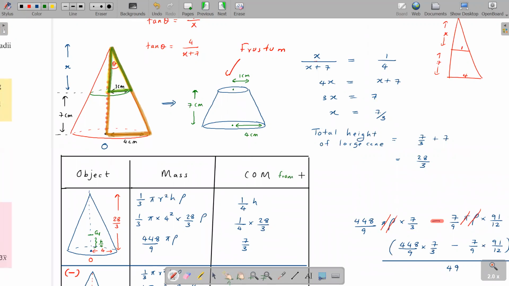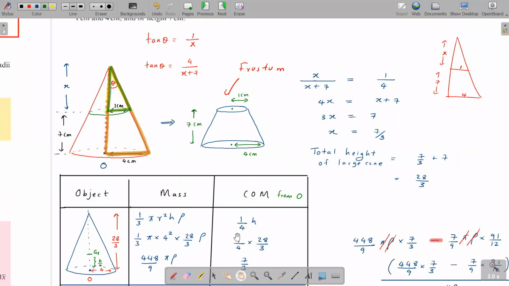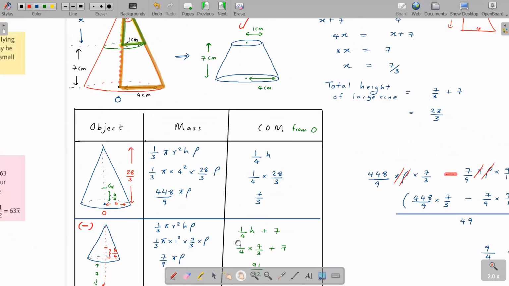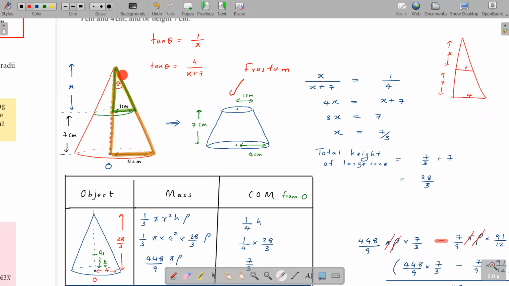Okay, we are measuring the center of mass from point O. And guys, you can see now the small cone also has its center of mass at a distance h over 4 from here. So this distance is h over 4. You need to bear in mind that you are taking the distance from O, so the smaller cone is actually above O, a certain unit above O.